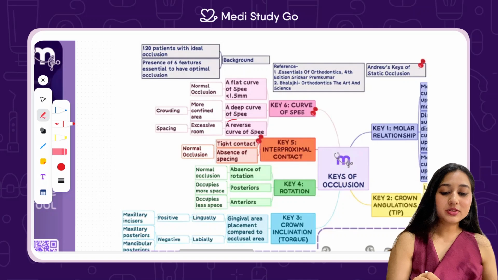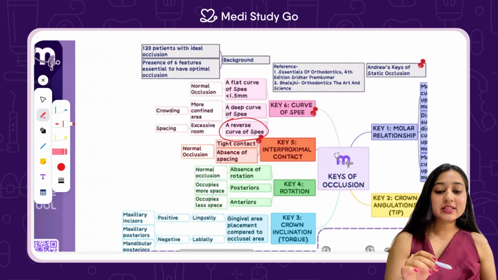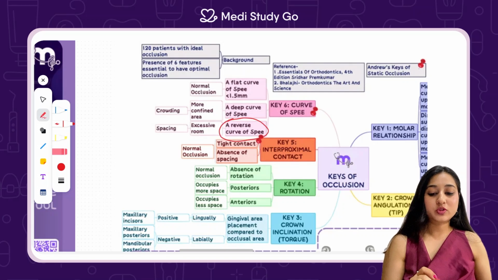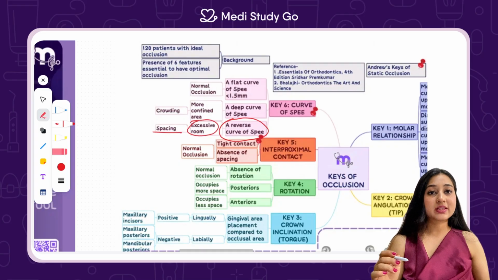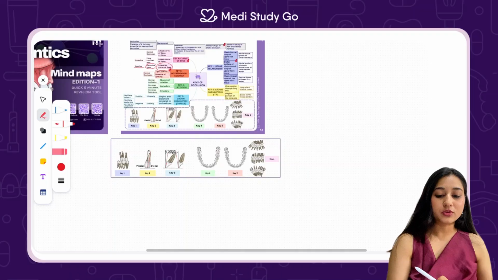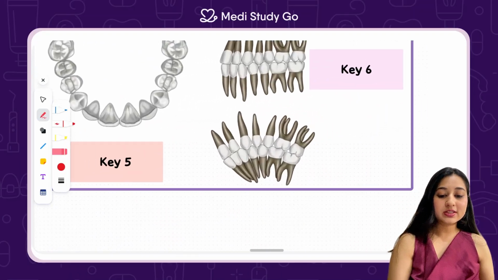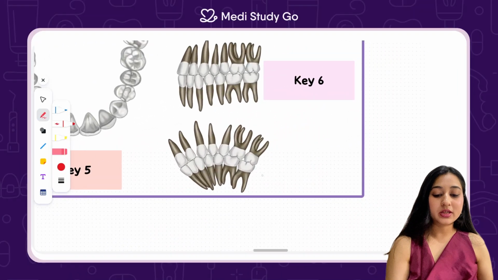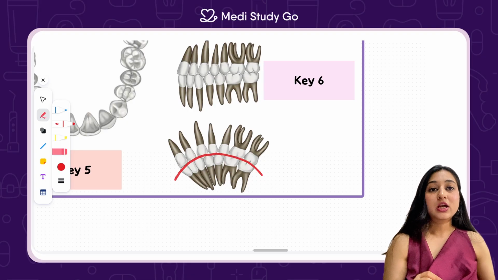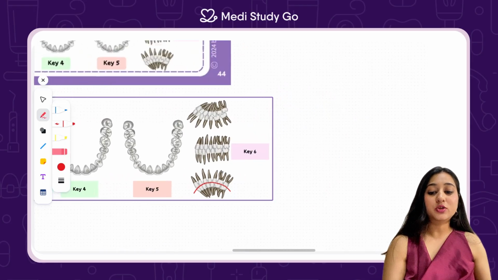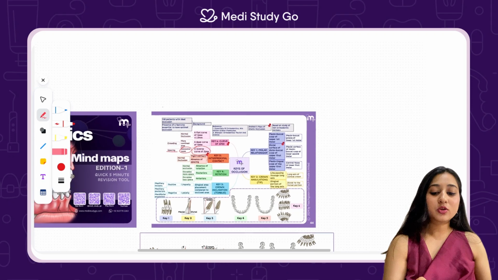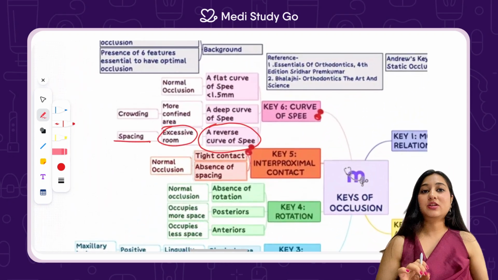The next is a reverse curve of Spee. As the term reverse suggests, it is the opposite of a deep curve of Spee, and this provides excessive room leading to spacing of the dentition. Coming back to the diagram, over here this is an example of a reverse curve of Spee wherein the curve of Spee is like this, and because this is a reverse curve of Spee, there is more area and excessive room provided, which can ultimately lead to spacing of the teeth as they are not evenly spread out through a flat curve of Spee.